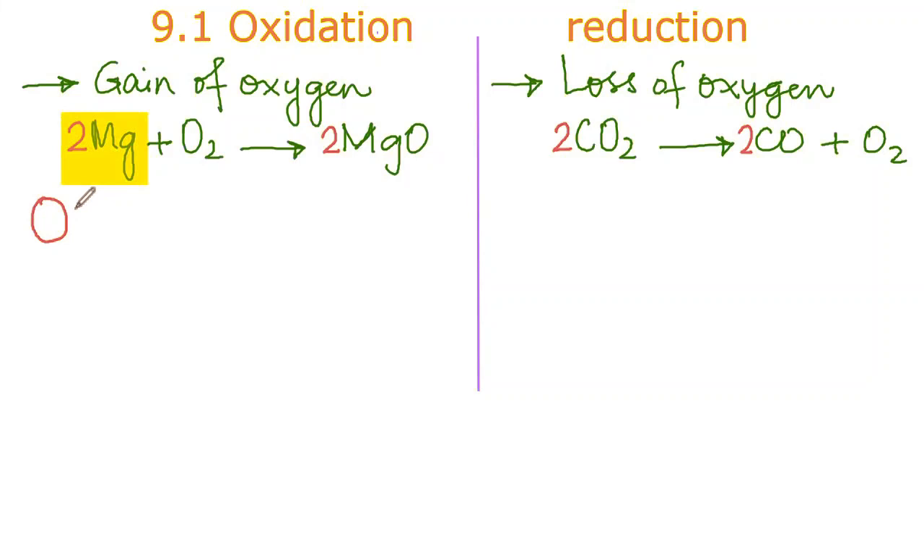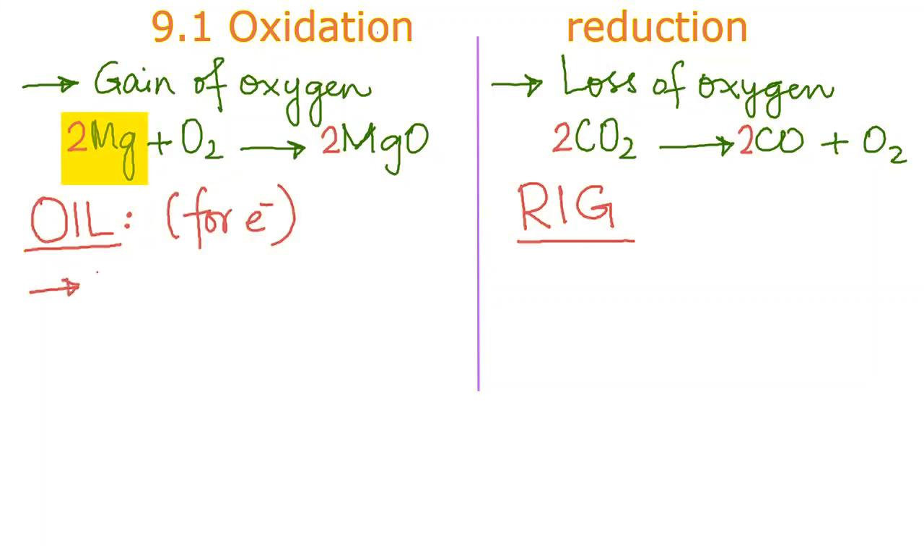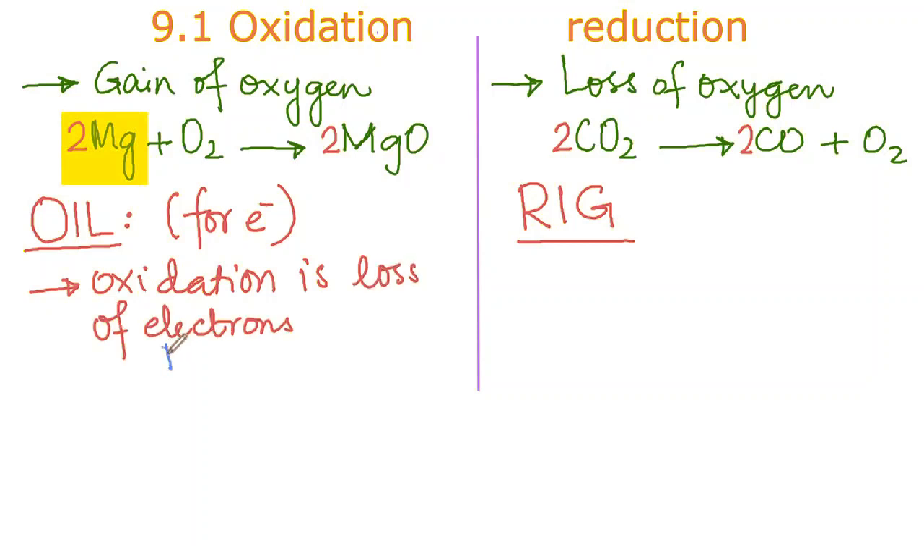Now come to the OIL RIG part. We have learned that oxidation is loss and reduction is gain. So in terms of oxygen, the OIL RIG rule is not followed. The OIL RIG rule is only followed for electrons. So oxidation is the loss of electrons. As an example, we can see that ferrous ions, Fe2+, are going to lose electrons and turn into ferric ion, Fe3+, and an electron is released.